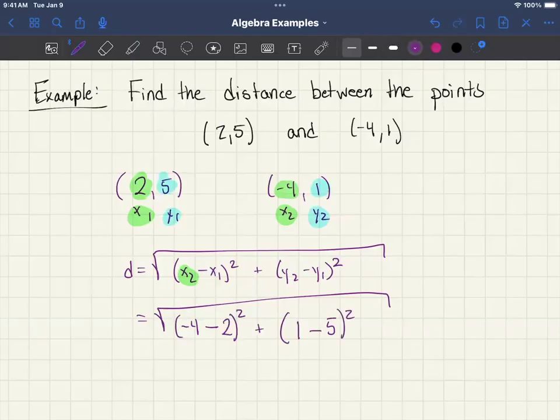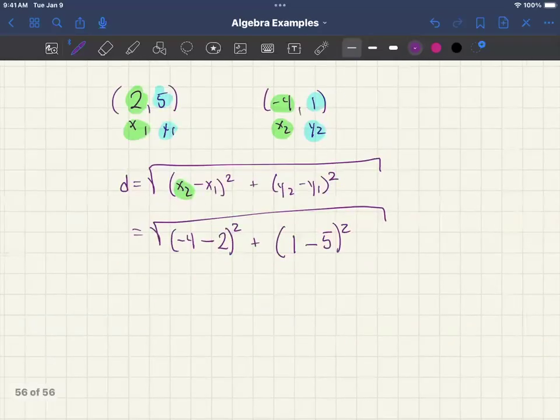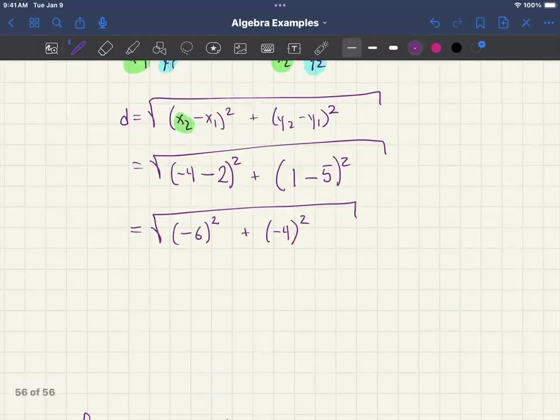All right, once we do that, let's start working in our algebra. Negative 4 minus 2 is negative 6. Keep your parentheses here. Parentheses are your friend. Those negative signs are going to disappear because they are inside the parentheses. If they were on the outside, they would tag along. Negative 6 squared: our negatives are going to disappear. 6 squared is 36. Thank you, math facts. And negative 4 squared is 16. So we have the square root of 36 plus 16, which is the square root of 52.